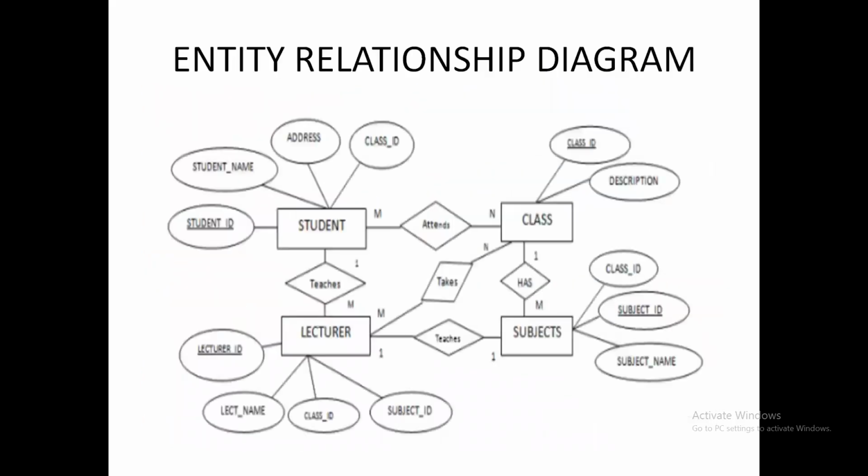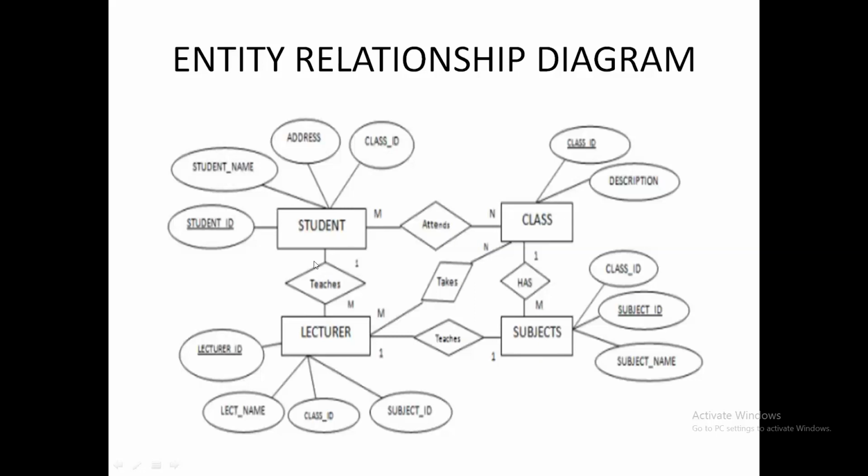So now let's see and complete the example of the ER model. Here you are going to have 4 entities: student, class, lecture, and subject. These are the 4 entities present here. The 4 entities have certain attributes related to them. Student is going to have a student ID, student name, address, and the class ID. Lecture is going to have some attributes, subject is going to have some attributes, and class is going to have some attributes.